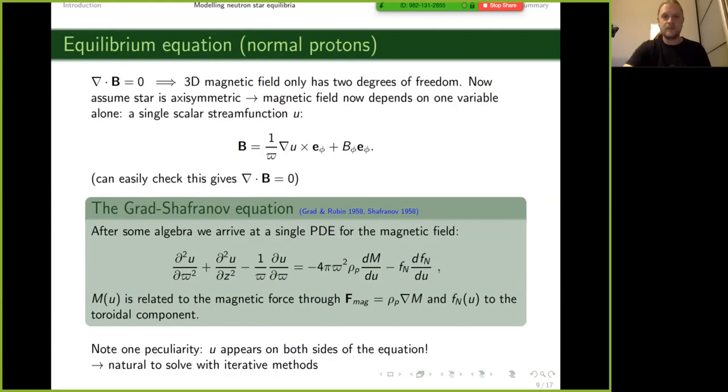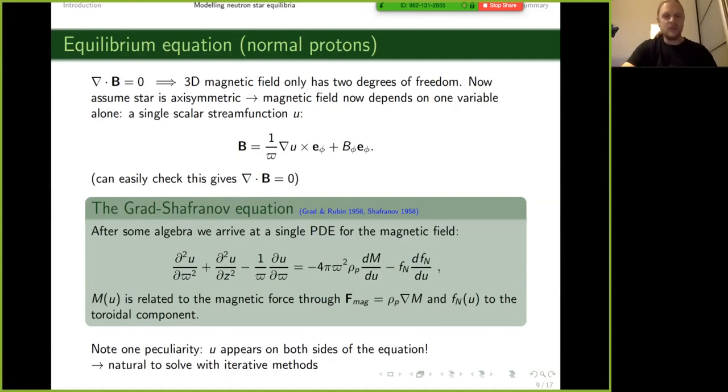And this is the stream function U. So firstly, you decompose the magnetic field in this form, and you can show easily that that gives divergence of B is 0. This is in cylindrical coordinates, by the way, so this varpi is the cylindrical radius.